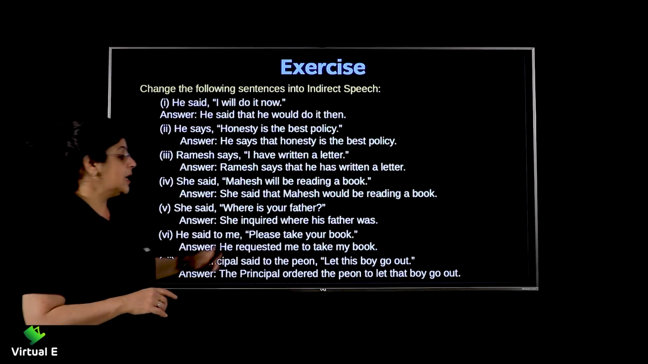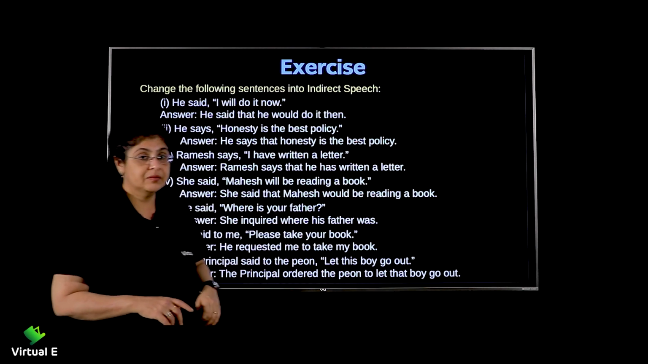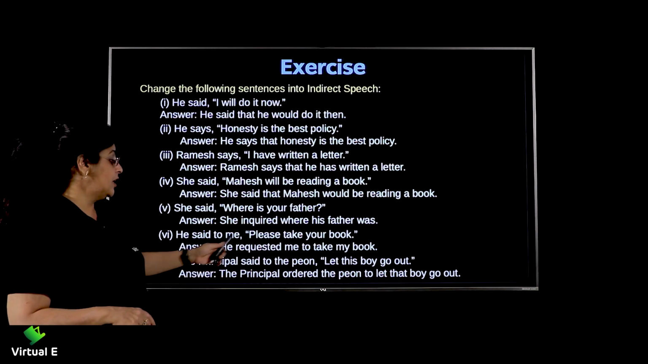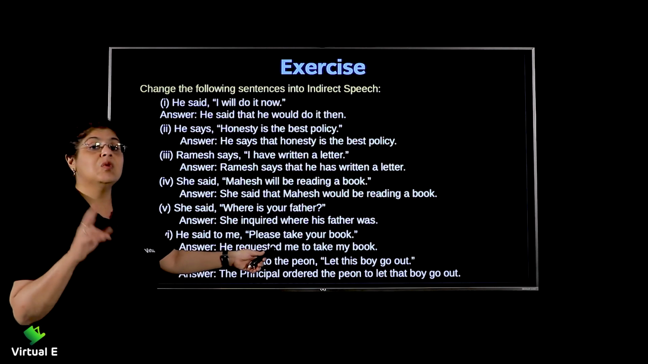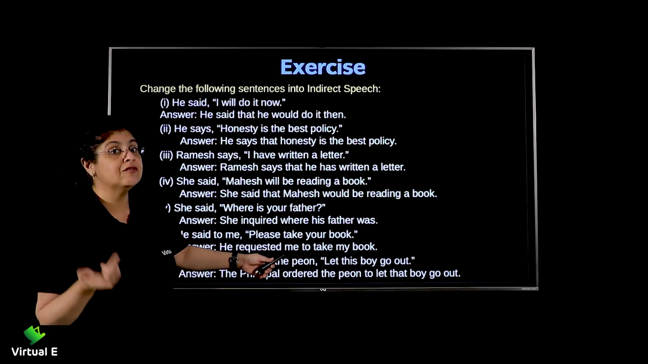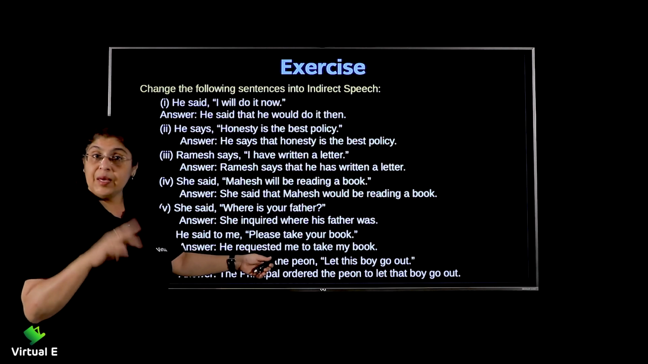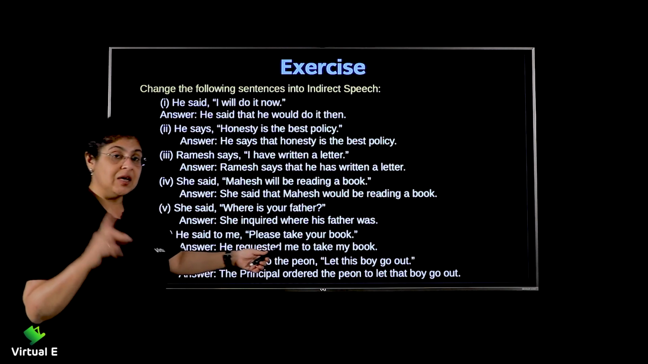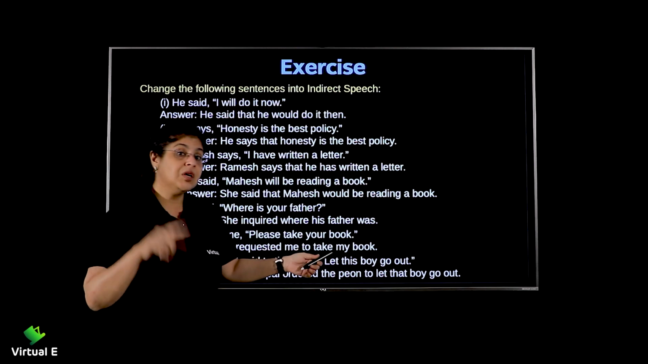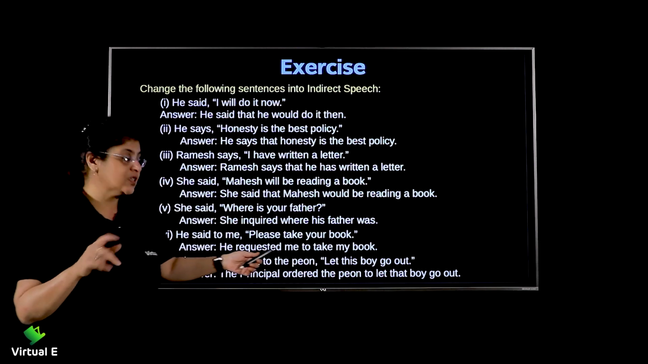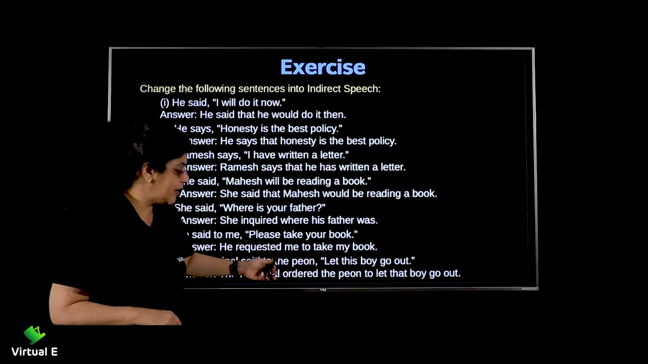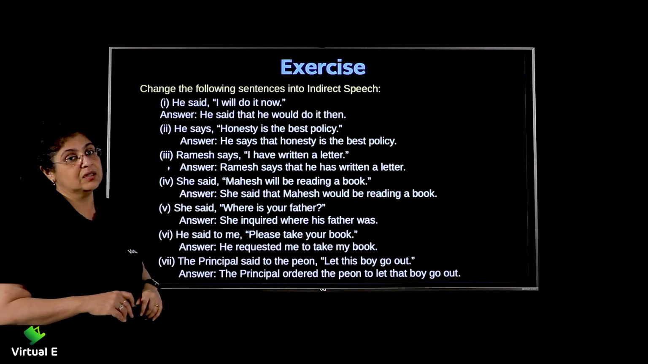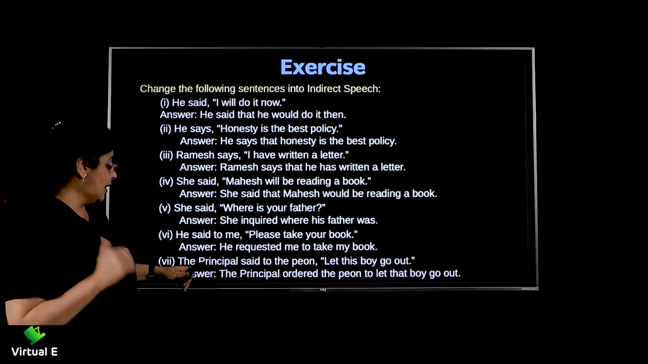He said to me, please take your book. Imperative sentence, request. So, he requested me. What do we do for imperative? The reported speech begins with a verb, right? What do we do? Infinitive, to plus verb. So, he requested me to take my book. Clear? And the last one.